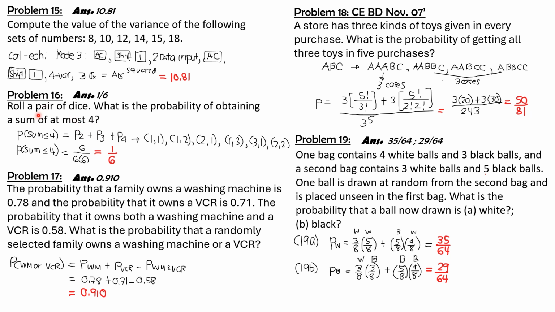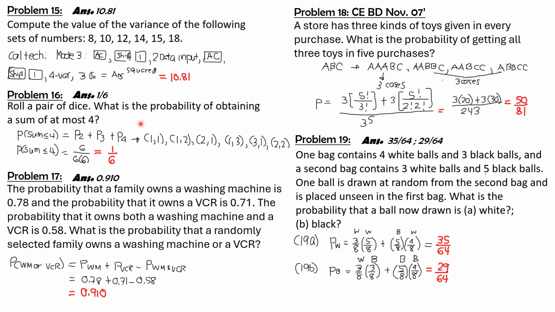Problem 16. Roll a pair of dice. What is the probability of obtaining a sum of at most 4? Meaning to say, the sum should be at most 4, less than or equal to 4. Then remember that a die is marked on its faces. There are 6 faces, 1 to 6.